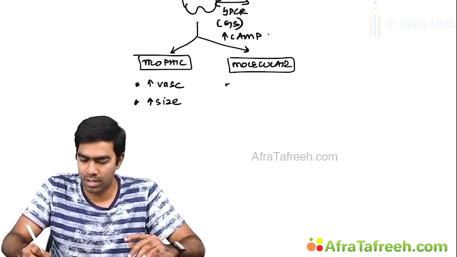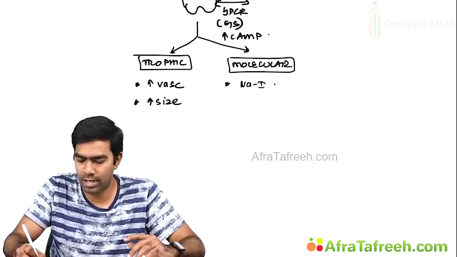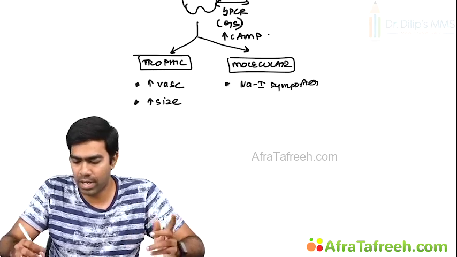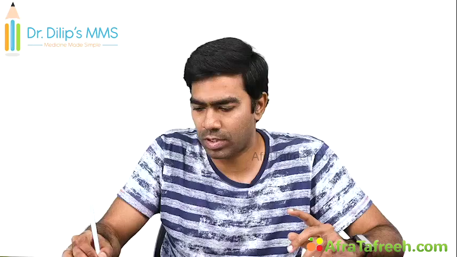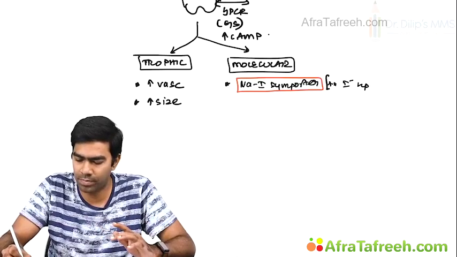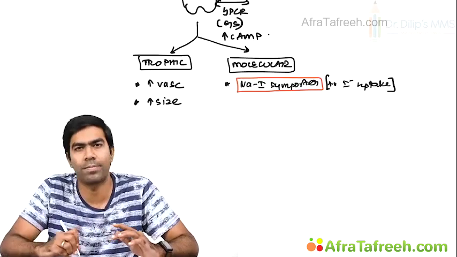Obviously, it stimulates the sodium iodide symporter. Very, very important. Remember, by far, one of the most powerful stimulators of the sodium iodide symporter is TSH. There is no other stimulator more powerful than TSH for the sodium iodide symporter. Very, very important point, which means TSH is one of the agents that strongly stimulates iodide uptake by the thyroid gland.